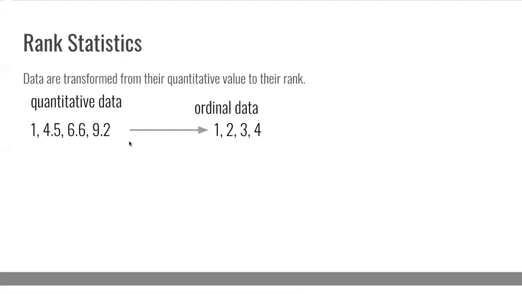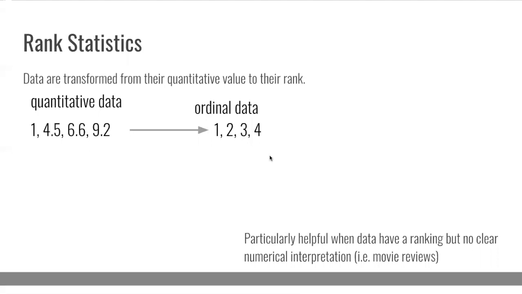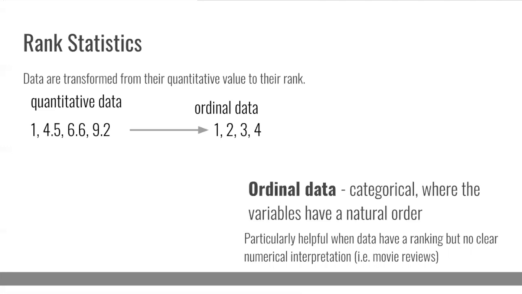So 1 is the smallest number, 9.2 is the largest. And then we just rank each data point relative to one another. So if you have quantitative information and it ever says it's been transformed into ordinal data, what they mean is they took whatever the real numbers were and just ordered them by rank. And this is particularly helpful when we have data that have a ranking but no clear numerical interpretation, like movie reviews. So a reminder, ordinal data are a version of categorical information where the variables have a natural order, we talked about in the last video.